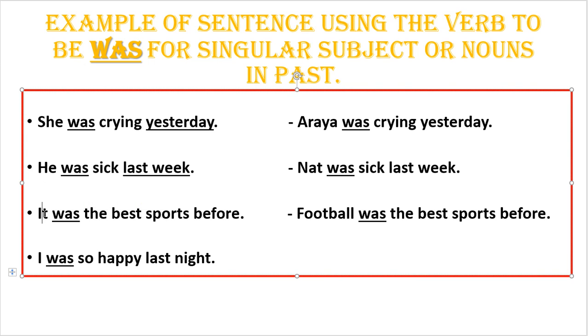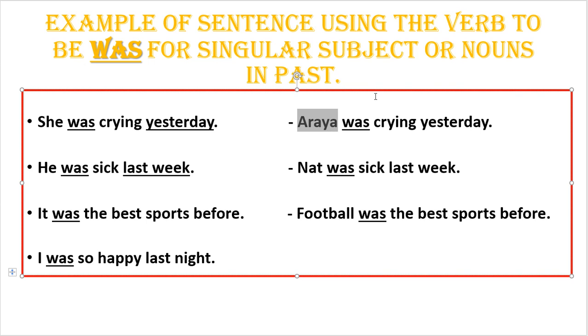So it means this one here is something connected with this one here, best sports. But this one here does not say what sport. It was the best sports before. So later you can know what the "it" means. Again, this one here is described with a girl, so we have nouns here. So I put here Araya, because Araya is a girl for the "she." So Araya was crying yesterday.